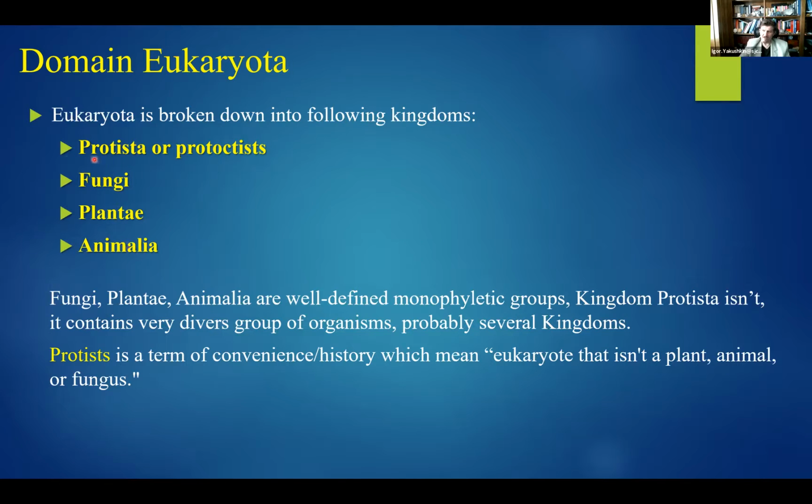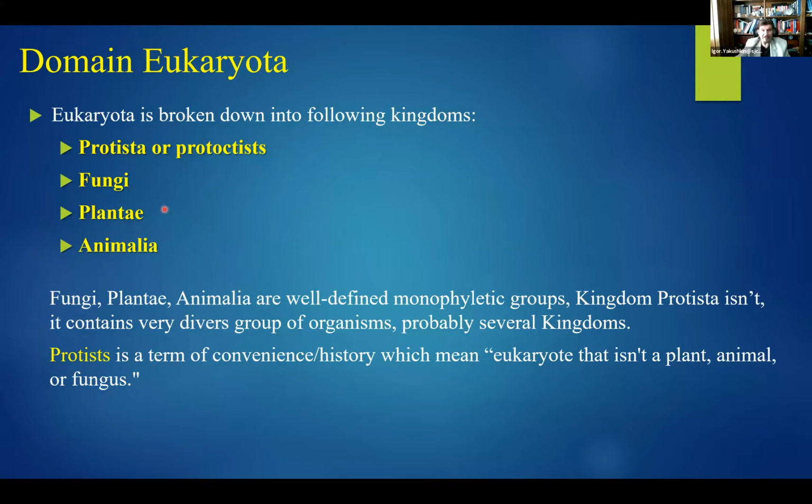As a matter of fact, next lecture we'll talk about the fungi. And then next unit, unit 2, we'll talk about the plants. And then unit 3 is all about animals. And unit 4 is pretty much animals, but from the anatomy and physiology point of view.